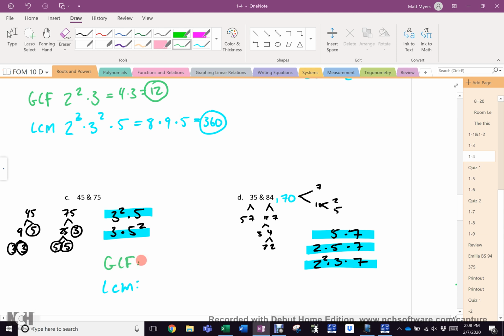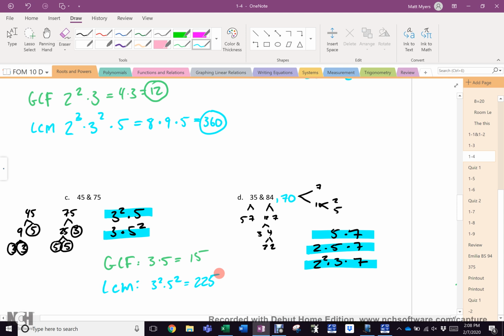Yep. What is the GCF here? 3 times 5. Why? Because they're both the lowest. Because I only got 1 three and 1 five, so it's 15. What is the LCM? 3 squared times 5 squared, because building upwards, I have 2 and 2. 3 squared is? 5 squared is? 9 times 25 is? 225.